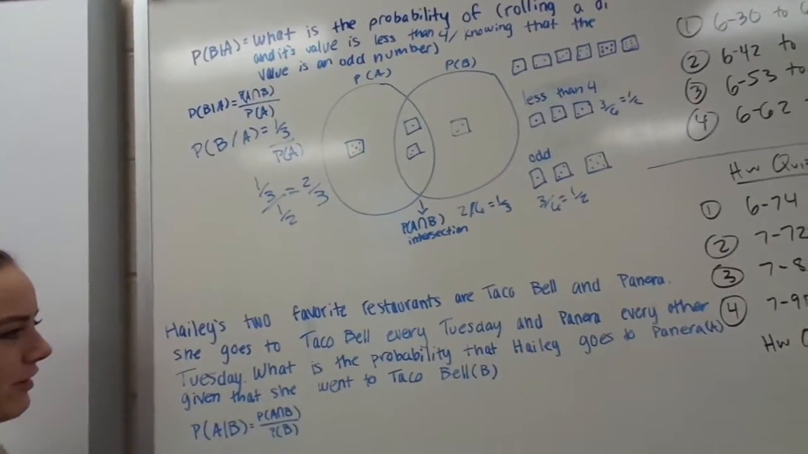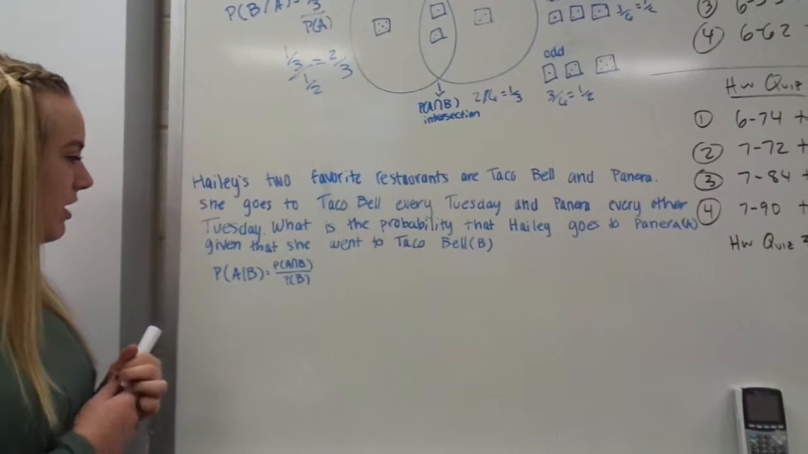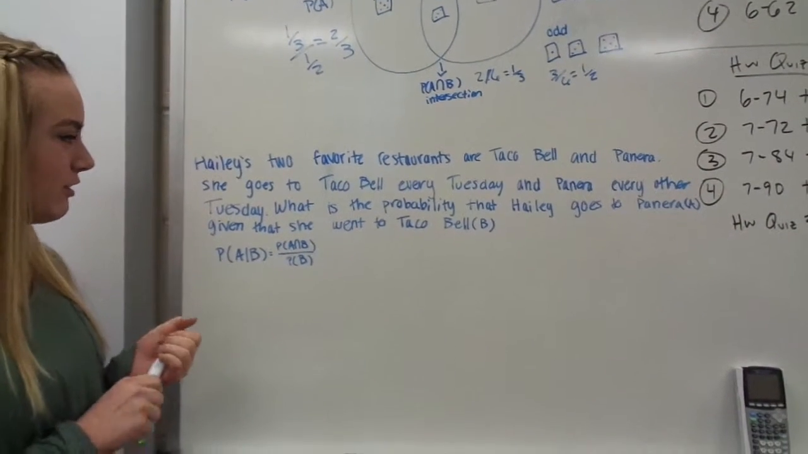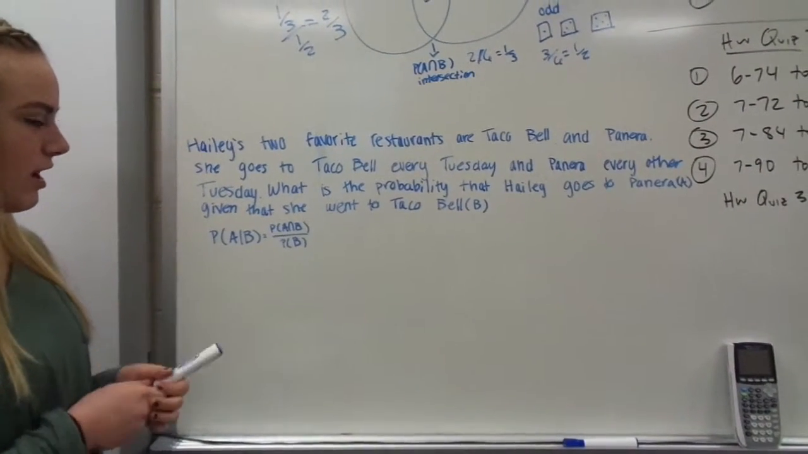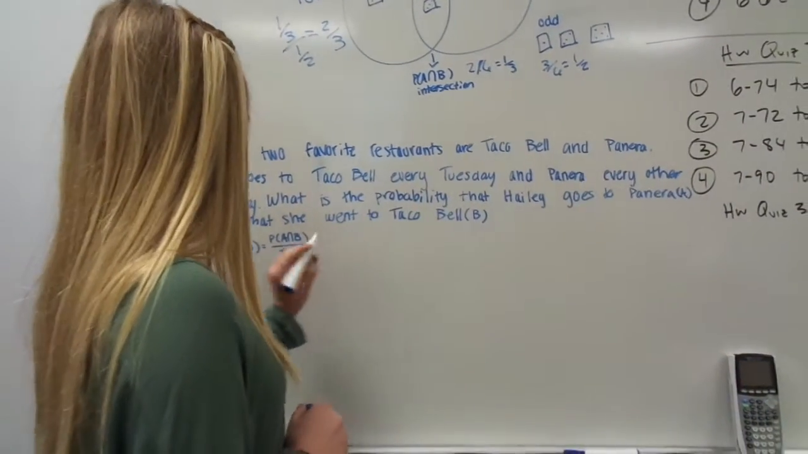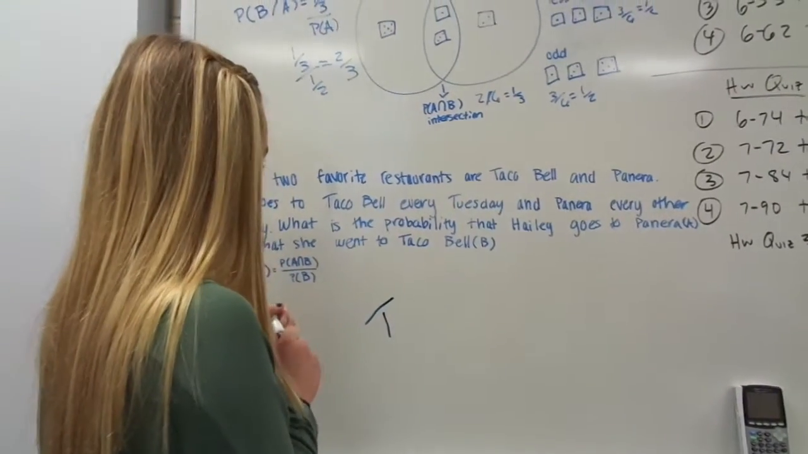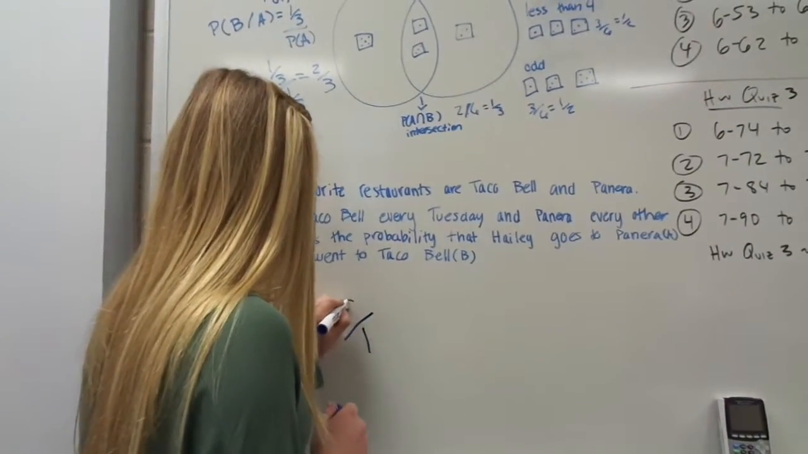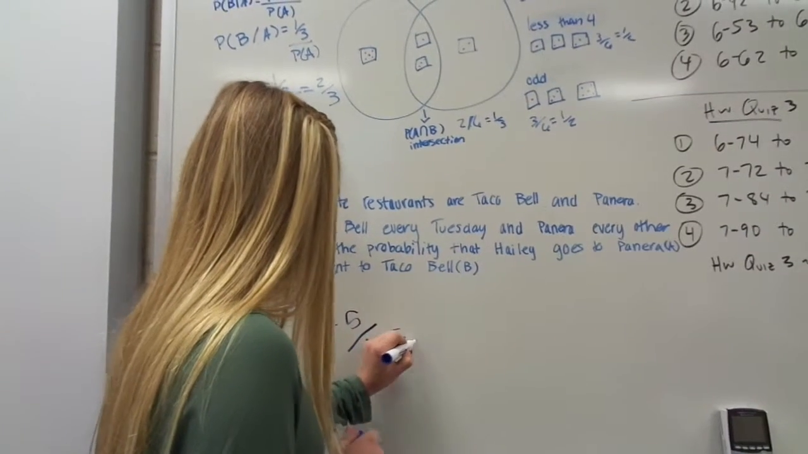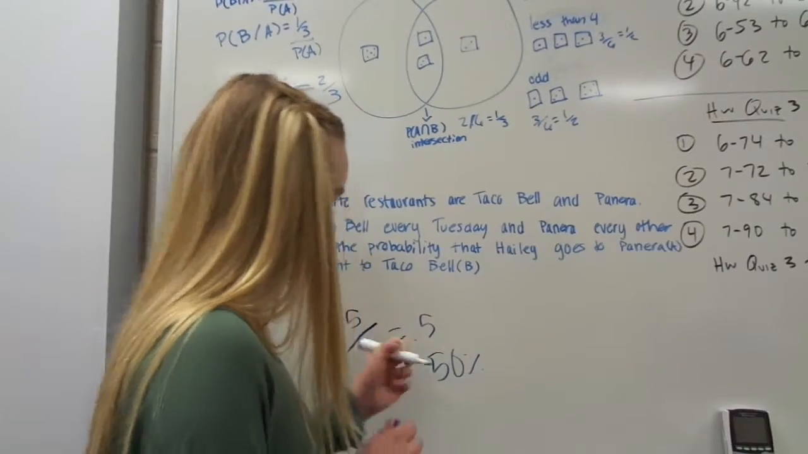So Haley's two favorite restaurants are Taco Bell and Panera. She goes to Taco Bell every Tuesday and Panera every other Tuesday. What is the probability that Haley goes to Panera, given that she went to Taco Bell? So since Haley goes to Taco Bell every week, it's going to be B, so it's 1. And then she goes to Panera every other week, so it's 0.5. 0.5 divided by 1 is 0.5, so there's a 50% chance that she's going to go to Panera and Taco Bell.